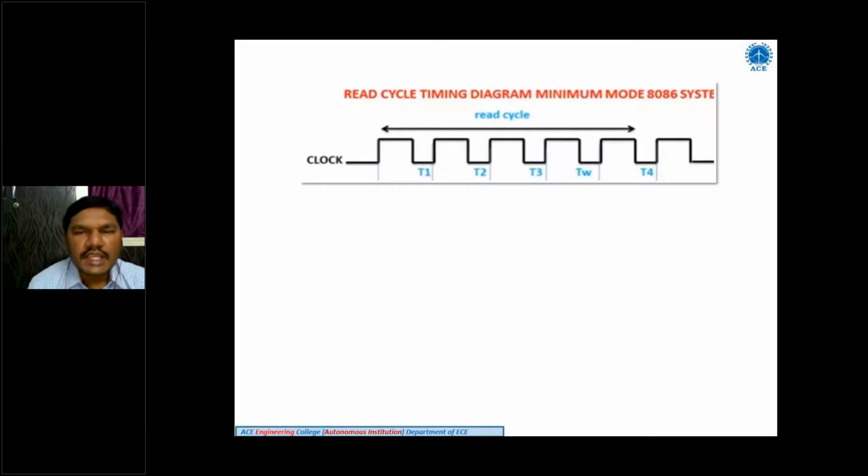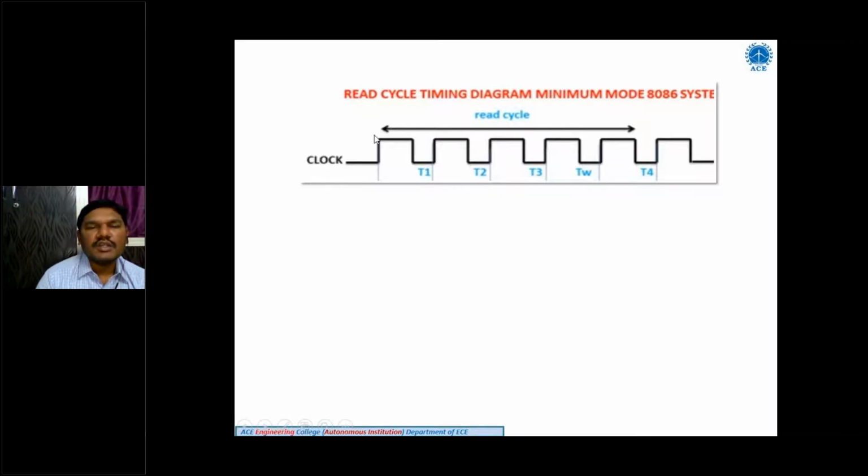See here how data is read from the memory or IO device. Here you can see it is called the read cycle timing diagram. The performance of the processor depends upon the clock signal. Why? Because the clock signal gives the frequency. Frequency means a particular time period. To know the speed of operation, we should have the clock signal.